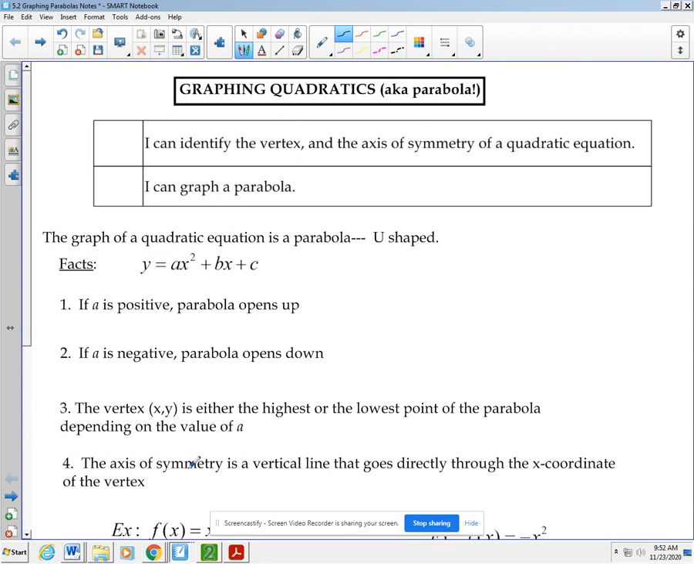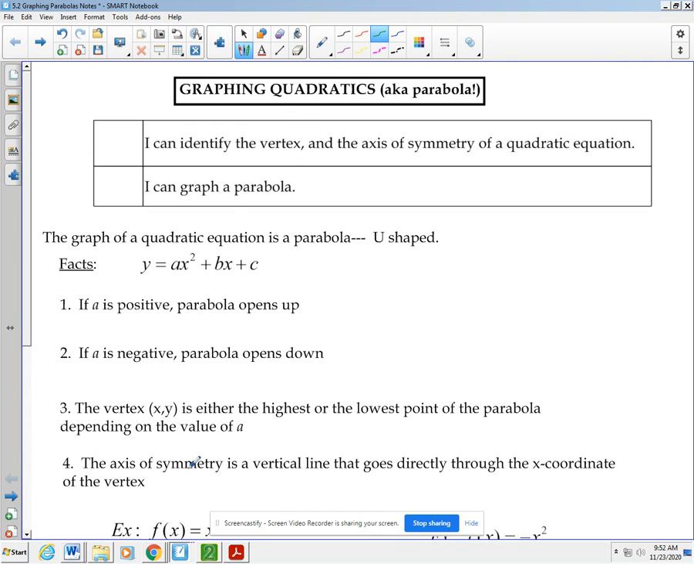Hello students, today we'll learn how to graph quadratics, aka parabolas. So the learning targets for today: I can identify the vertex and the axis of symmetry, and also I can graph a parabola.